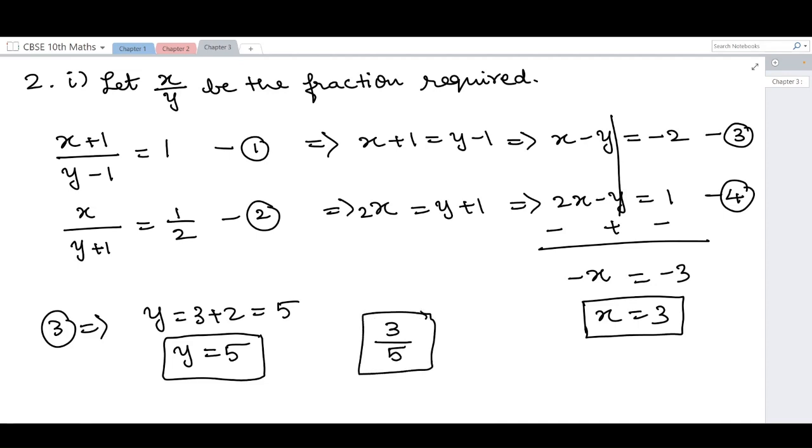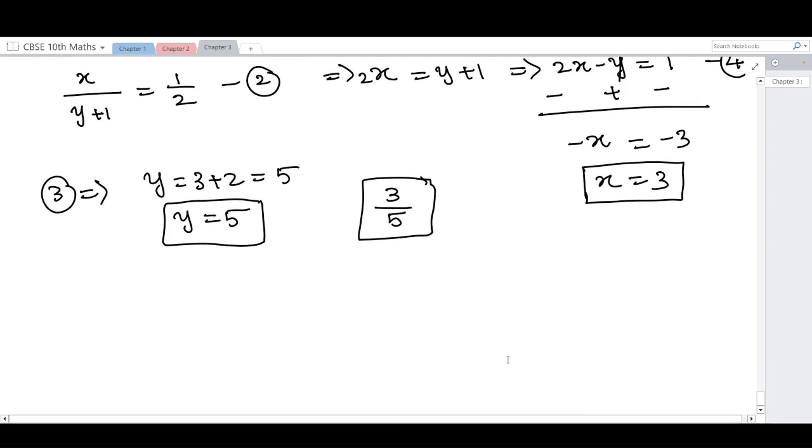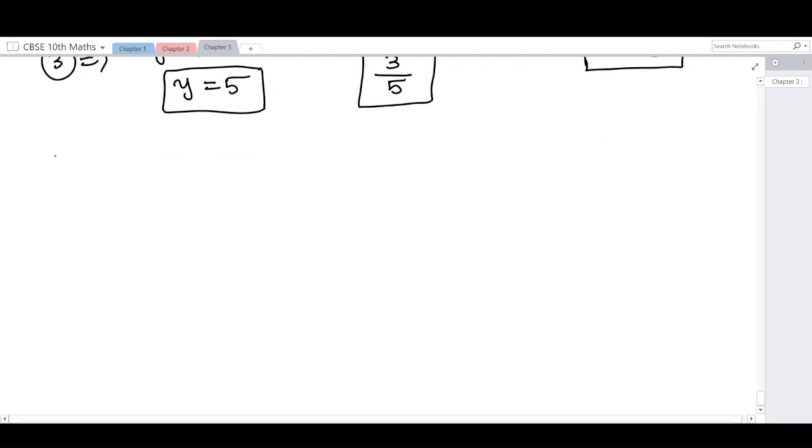If you check the conditions, by adding 1 to the numerator, it will become 4, and subtracting 1 from the denominator, it will become 4. So 4 by 4 equal to 1. Again, 3 divided by 5 plus 1 is 6. So 3 by 6 will become 1 by 2. So thus the solution we have obtained satisfies the given condition.